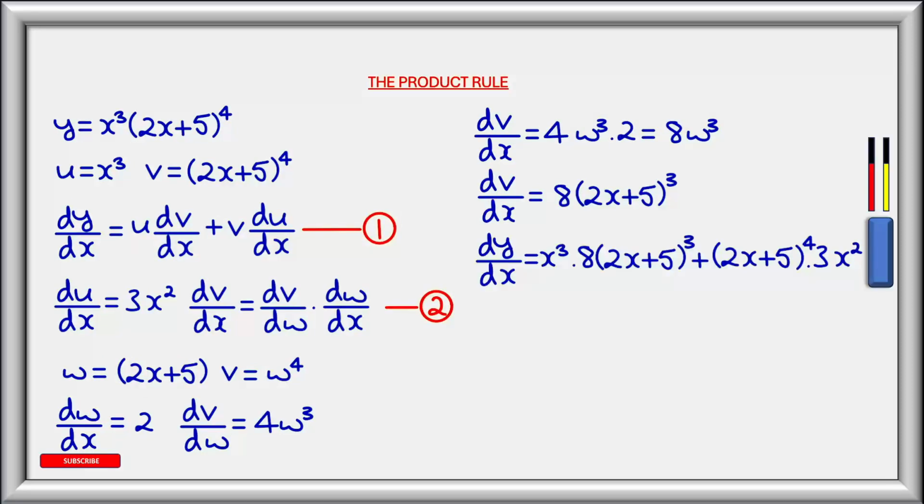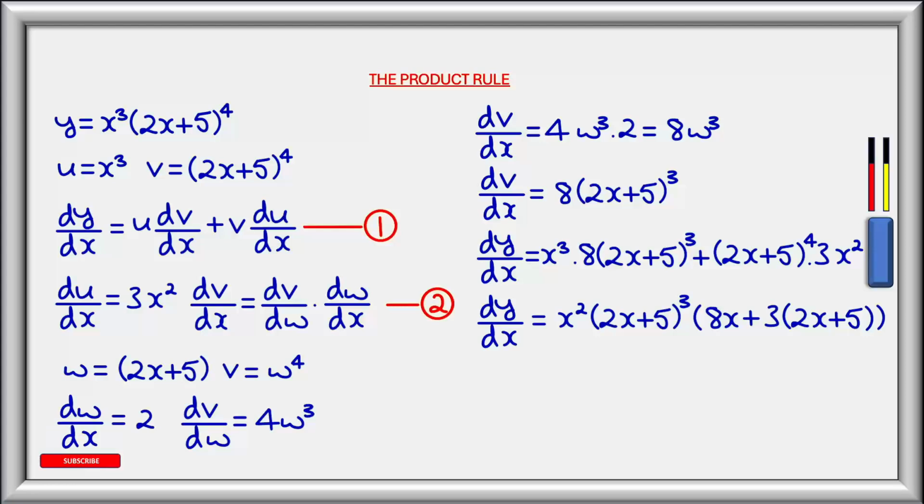And now we can return to equation 1 and substitute all the results back into it. So we have the derivative of y with respect to x is equal to u, which is x cubed, multiplied by the derivative of v with respect to x, which is 8 multiplied by (2x plus 5) all cubed, plus v, which is (2x plus 5) raised to the power of 4, multiplied by the derivative of u with respect to x, which is 3x squared.